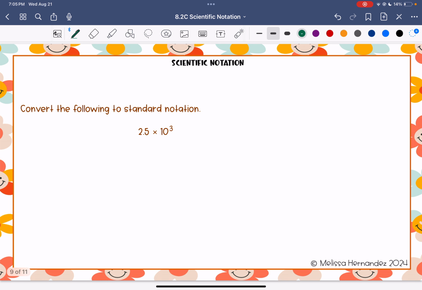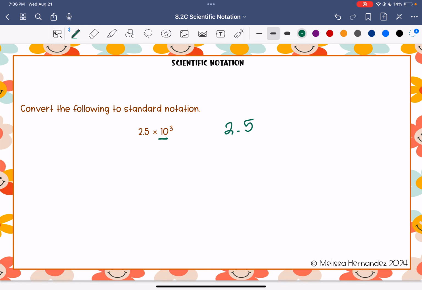One more. This is a positive exponent. That means it's going to be a really big number. Negatives mean really small numbers, and positive exponents mean really big numbers. So what I'm saying is if the exponent is negative, it's a really small number. If the exponent is positive, it's going to be a really big number. It will always use the powers of 10.